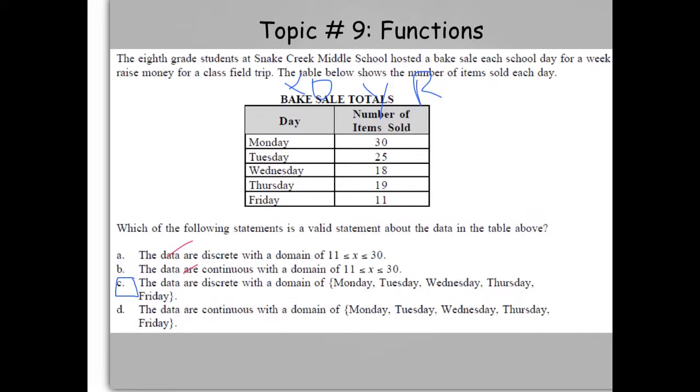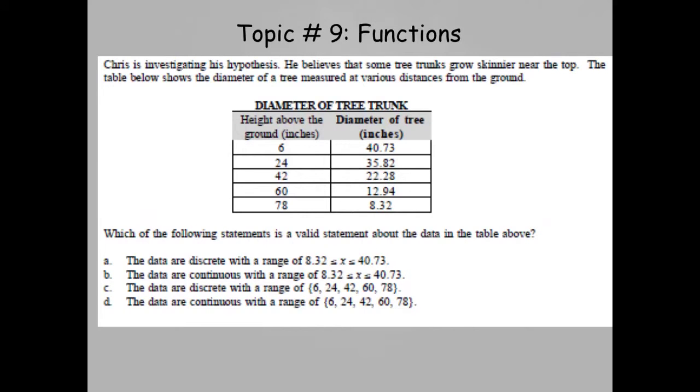Okay? So you'll see this in other questions like the next one. All right. Chris is investigating his hypothesis. He believes that some tree trunks grow skinnier near the top. The table below shows the diameter of a tree measured at various distances from the ground. Which of the following statements is a valid statement about the data in the table above?